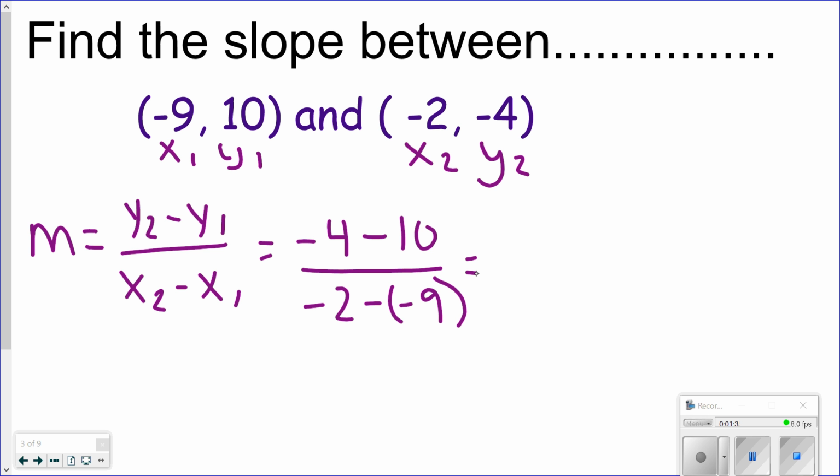So I'm going to plug this in my calculator then. -4 minus 10 is -14, divided by -2 minus a -9. Remember, minus a negative becomes a positive. So this switches to a +7. And so what is -14 divided by 7? We end up getting -2, and that is our slope.